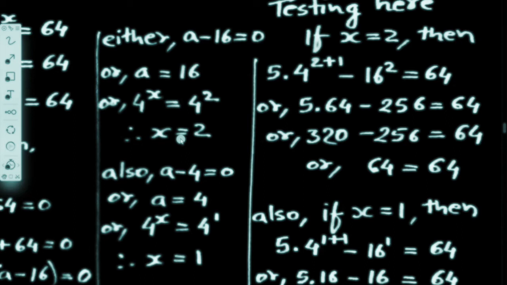Now to test whether these answers are right or wrong, we should use these values again in our original equation, the first equation. If x equals 2, then 5 into 4 power 2 plus 1 minus 16 squared equals 64. 2 plus 1 is 3, so 4 power 3 is 64. 5 into 64 is 320, minus 256 equals 64. 320 minus 256 is 64, so 64 equals 64. It means x equals 2 is our right answer.